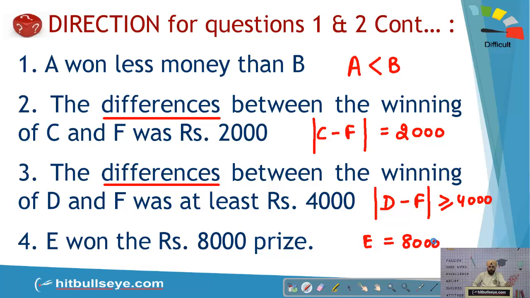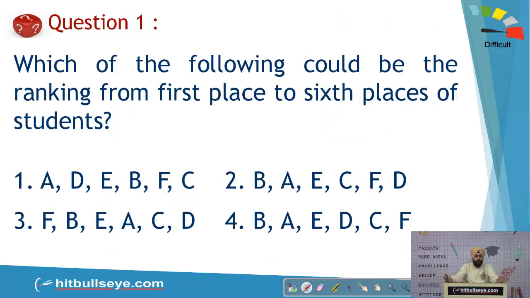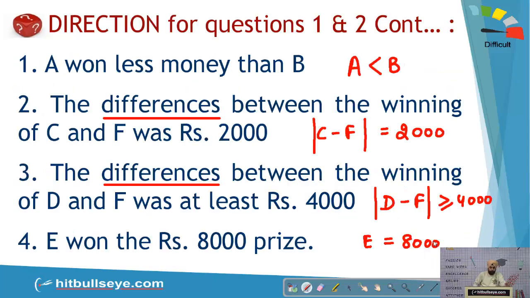Let's have a look at the question. It was, which of the following could be the ranking from first place to the 6th place? So first the person would have got 12,000, to the last would have got 2,000. So 6 people are there. Now students, 2-3 important points. As A has got lesser money, so A must appear later than B. Only then he will get a worse rank and lesser sum of money.